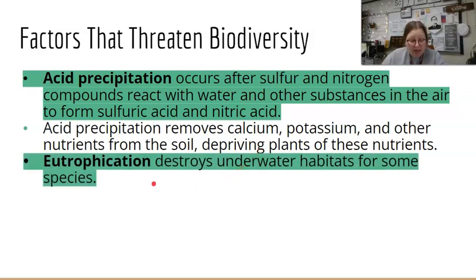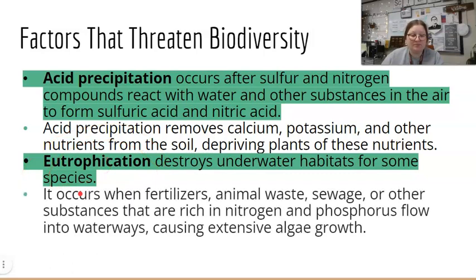Eutrophication is a big one as well, and that destroys underwater habitats for some species. We talked about this when we talked about aquatic biomes and aquatic ecosystems. But this occurs when fertilizers, animal waste, sewage, or other substances that are rich in nitrogen and phosphorus, which are huge nutrients for plants, flow into waterways, which causes extensive algae growth.